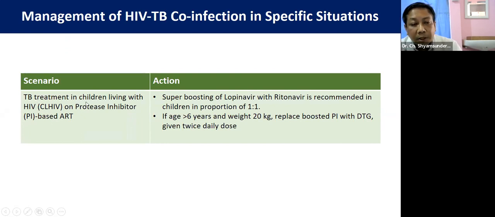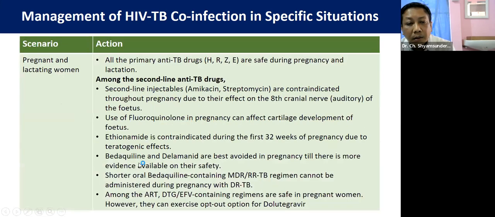In a scenario where TB treatment in children living with HIV on protease inhibitor-based ART, super boosting with lopinavir with ritonavir is recommended in children in proportion of 1:1. If age more than 6 years and weight more than 20 kilo, replace boosted PI with DTG, given twice daily dose. So more than 6 years and weight more than 20 kilo, replace PI with DTG. This one we'll skip.